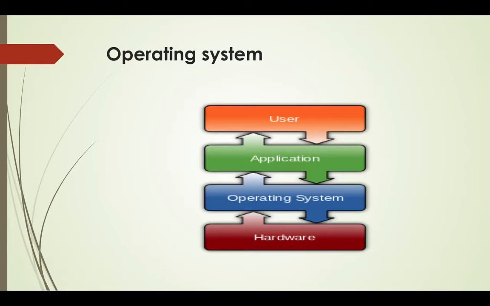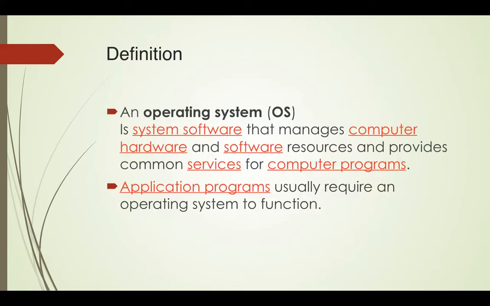In general, the operating system resides on a hardware component, and on it applications are executed and performed by different users. Here the user can be one or many based on the operating system's functionalities. Taking this overall concept, we can define an operating system as a system software that manages computer hardware and software resources and provides common services for computer programs. An application program usually requires an operating system to function.